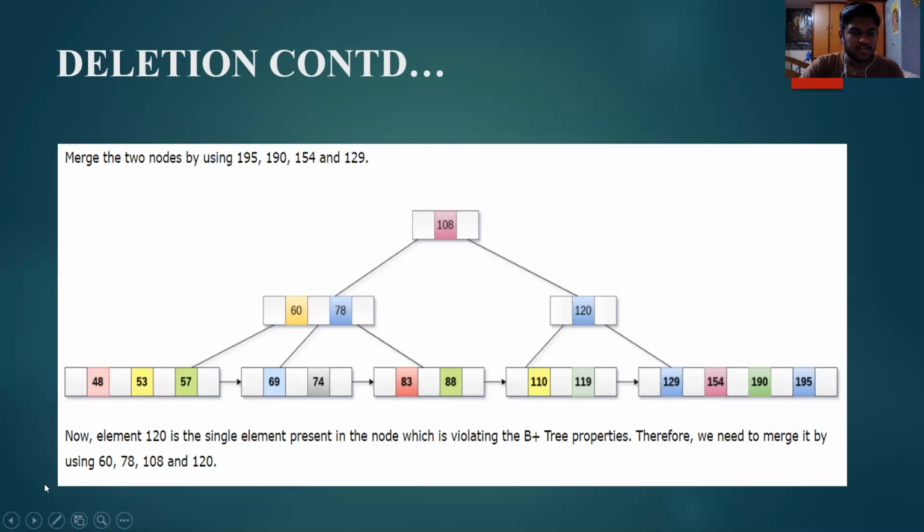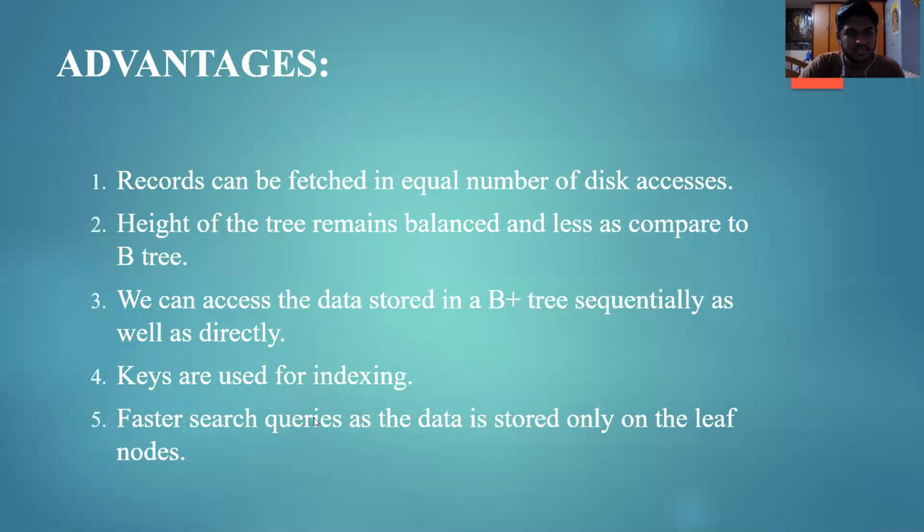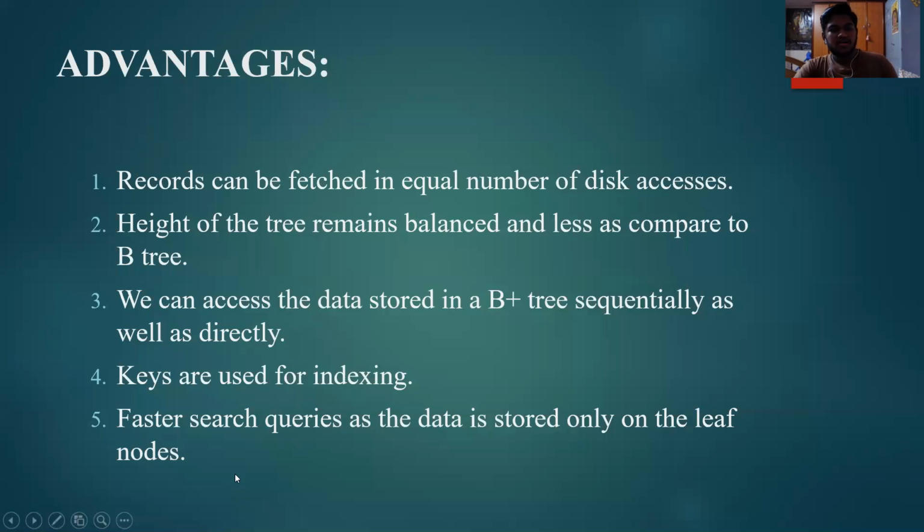Now we will go to the advantages and drawbacks of B plus trees. Coming to the advantages, the records can be fetched in an equal number of disk accesses, and the height of the tree remains balanced as compared to the B tree. We can also access the data stored in a B plus tree sequentially as well as directly. Keys are used for indexing, and search queries are faster as the data is stored only on the leaf nodes. These are the major advantages of a B plus tree.